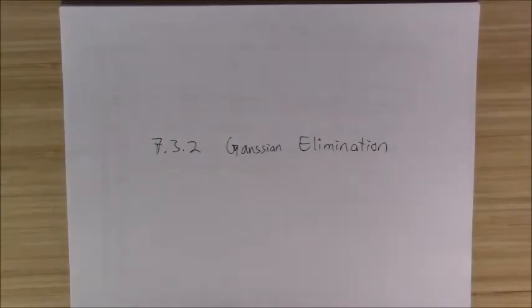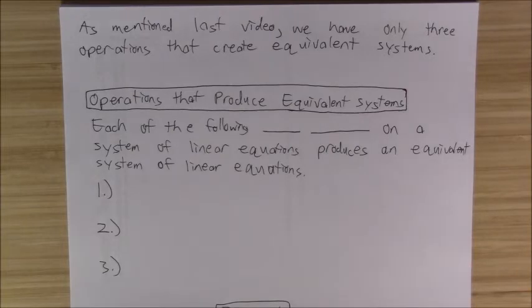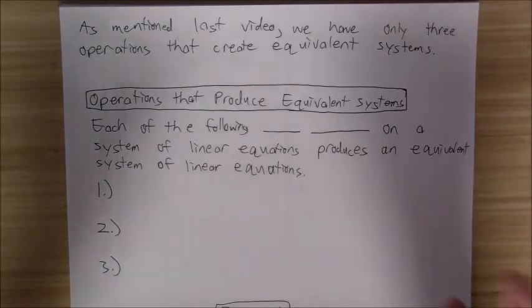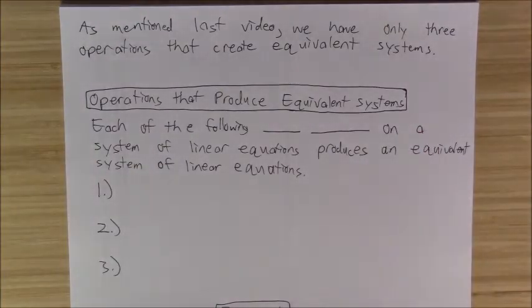In this video, we'll be discussing what Gaussian elimination is and how we can use it to put a system of equations into row echelon form. As we mentioned in the last video, we really only have three operations that create equivalent systems. To remind you, an equivalent system is one where the solutions are the same, and these operations preserve our solutions to the system. So these are worth knowing.